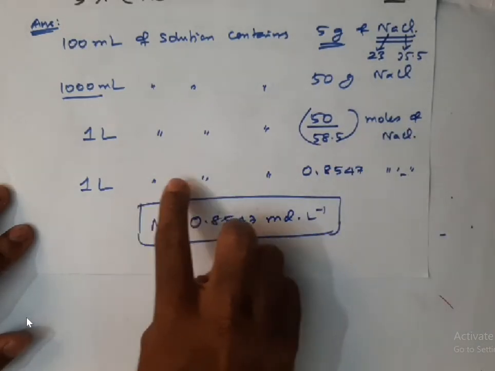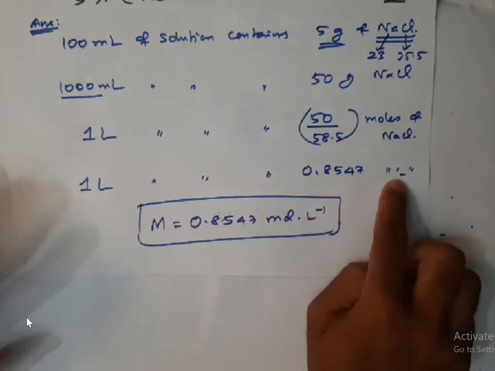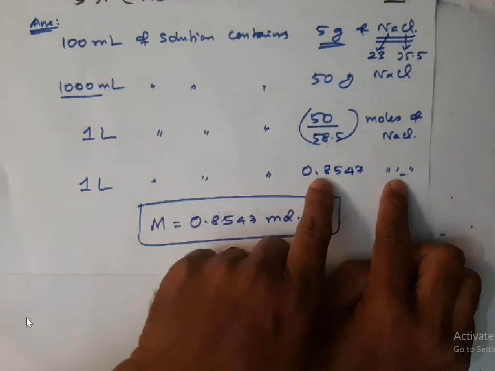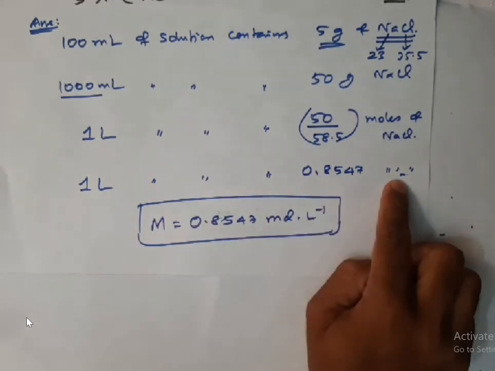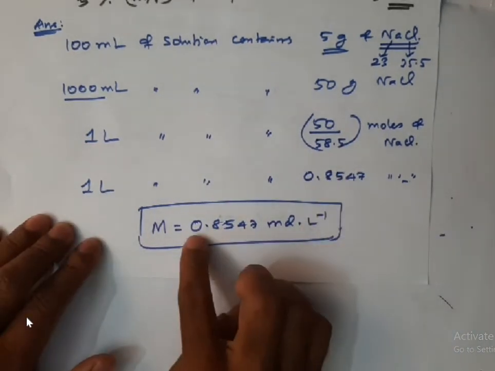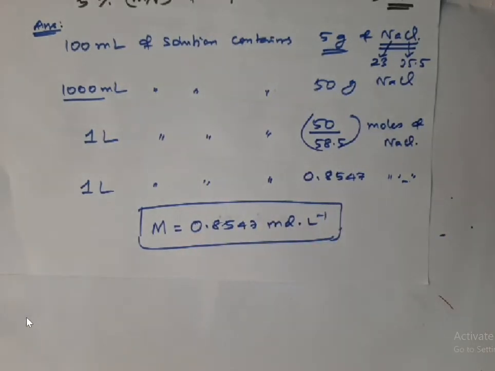1 liter of solution contains this many moles. Students, this is the definition for molarity. In 1 liter, how many moles present? That is nothing but molarity. So this mole is nothing but molarity of the solution. Molarity is nothing but in 1 liter solution, how many moles present? Simple.